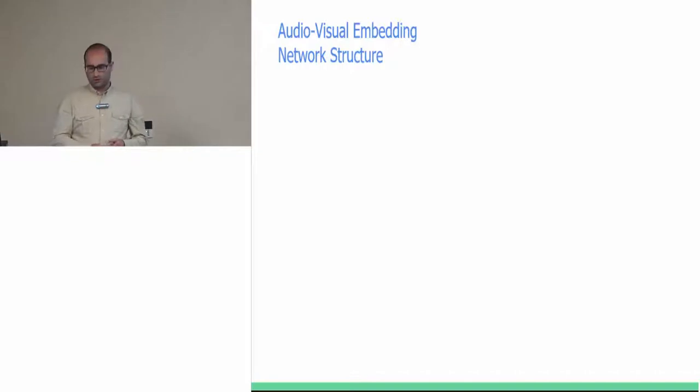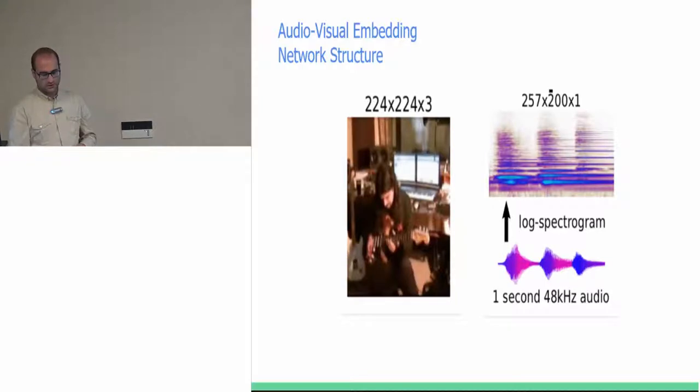So let me talk about the audio-visual embedding network structure, but before the structure, let me talk about how they give the inputs. They reshape the frames to 224 by 224, and then they also take 1 second of audio signal from around that frame, and take a log spectrogram of that audio and get a 257 by 200 grayscale image. So they give the audio signal also as an image and use 2D convolutions.